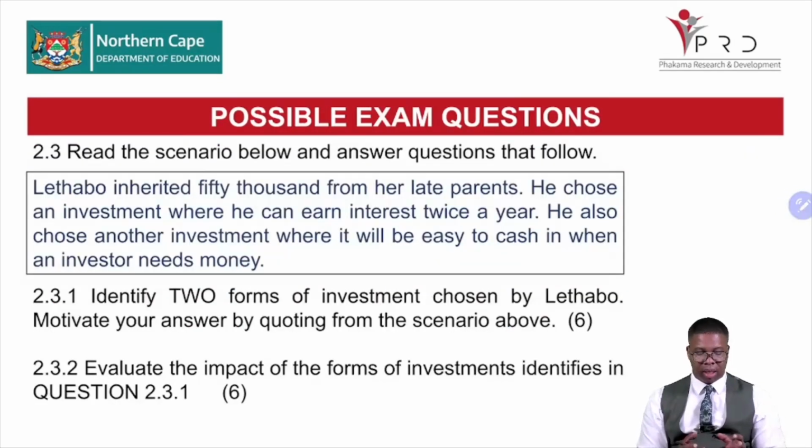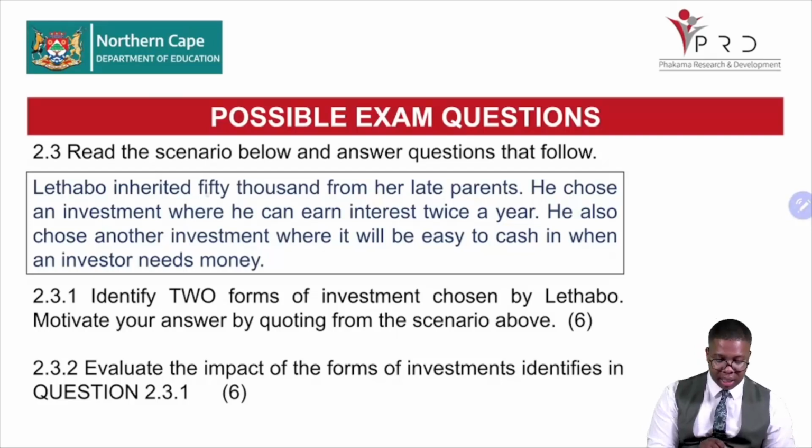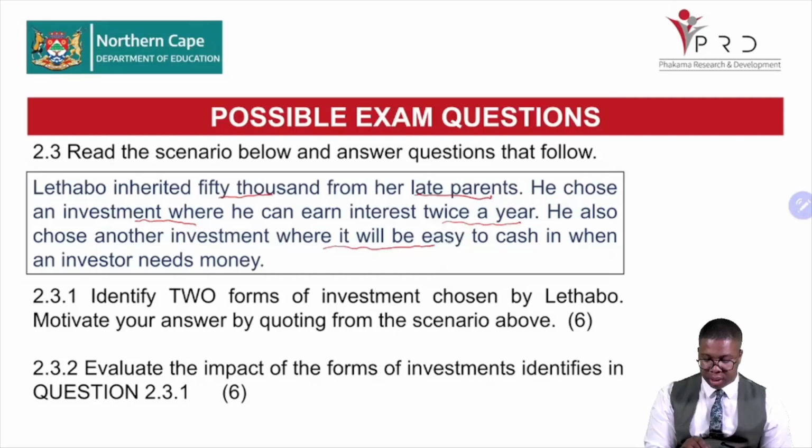Then as we proceed, let us look into a possible exam question around the forms of investment. 2.3 requires of you to read the scenario below and answer the questions that follow. The scenario says Lebu inherited 50,000 from her late parents. And he chose an investment where he can earn interest twice a year. He also chose another investment where it will be easy to cash in when the investor needs money.